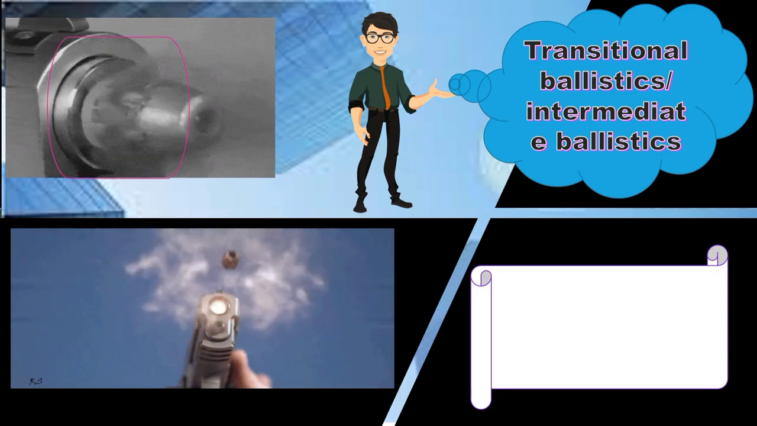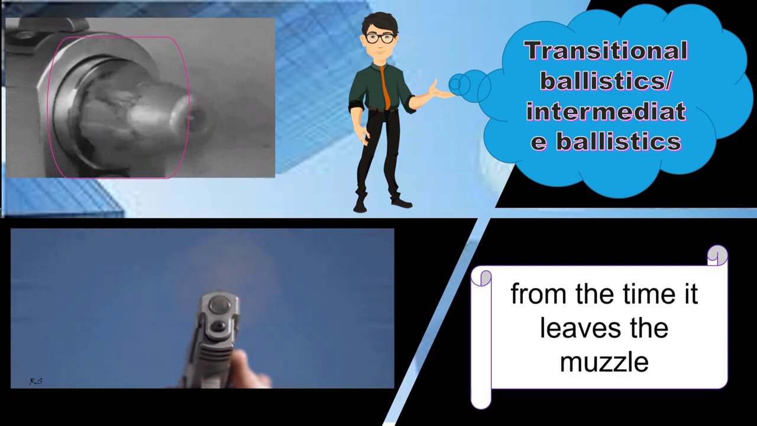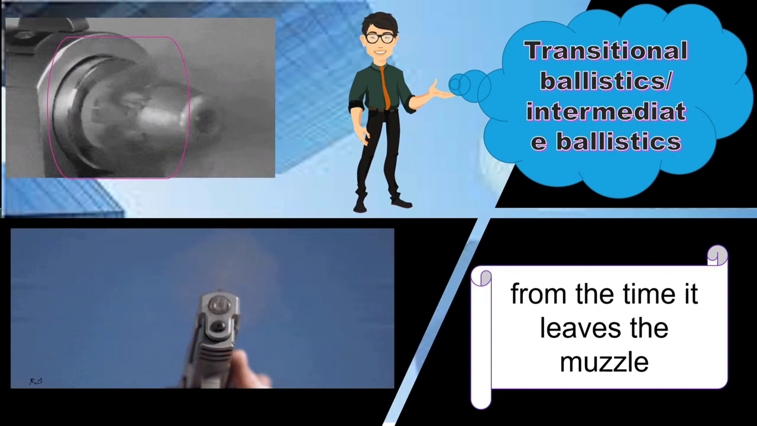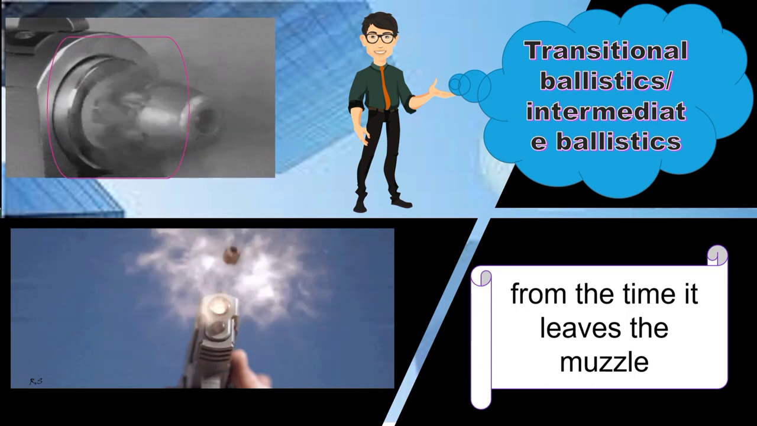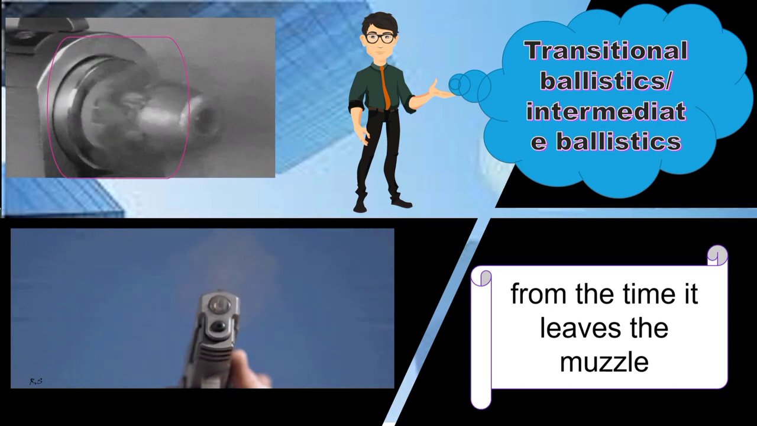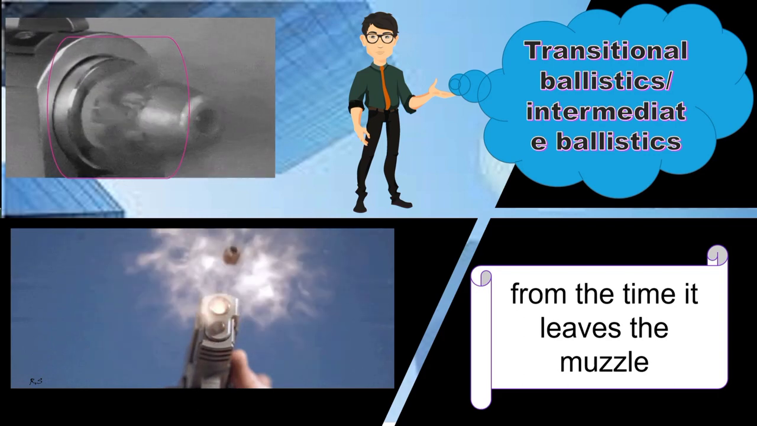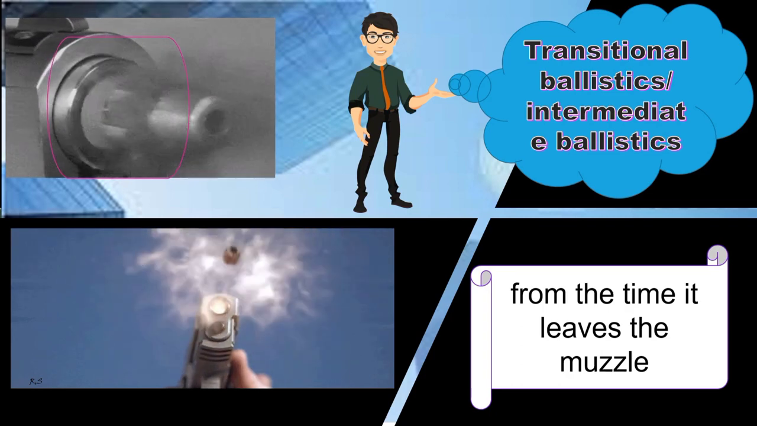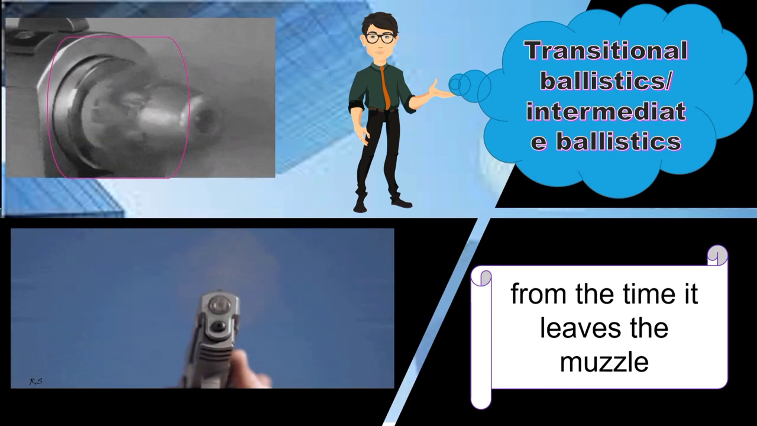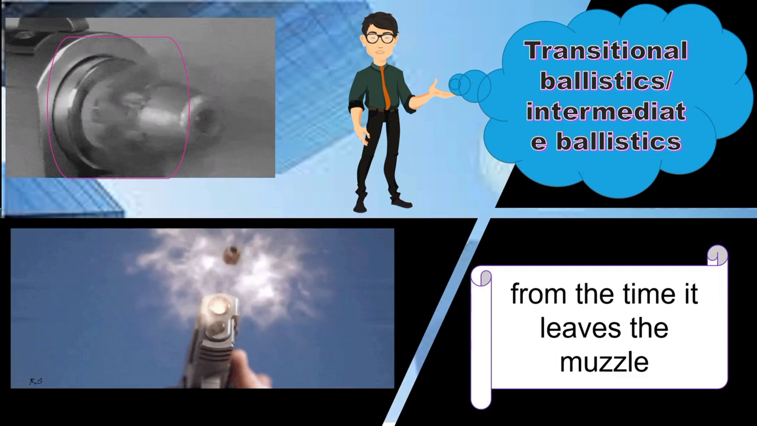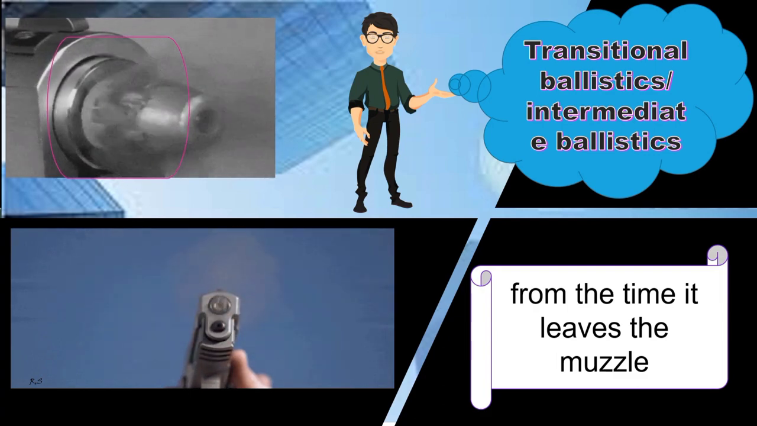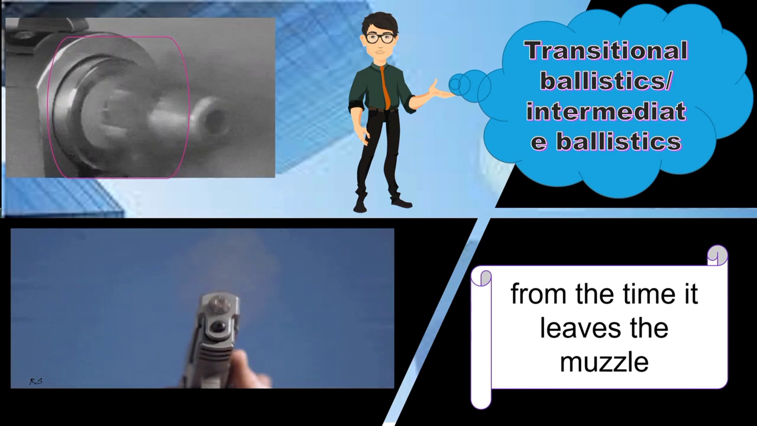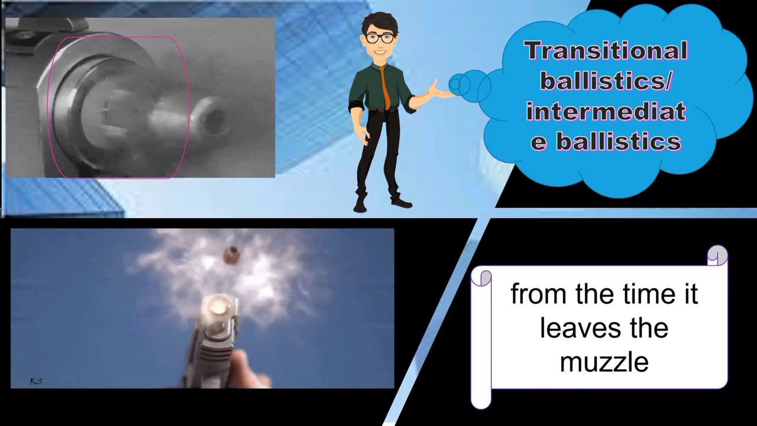It is the study of projectile's behavior from the time it leaves the muzzle until the pressure behind the projectile is equalized. This will take place right after the projectile moves from the gun muzzle. It lies between internal ballistics and external ballistics. Showing the example in our presentation, the reaction that is taking place at the moment the projectile moves out from the gun muzzle where there is a muzzle blast.